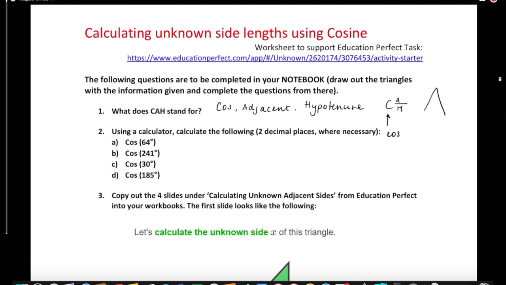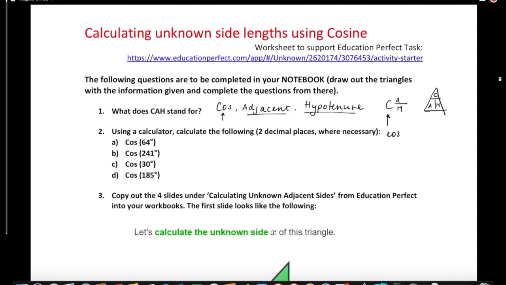Another way that some people do choose to write it is by creating a pyramid and writing the function up the top, so C for cos, and then A divided by H. Again, they all mean the same thing, and what it's telling us is that for the function of cos, we require an adjacent and a hypotenuse.